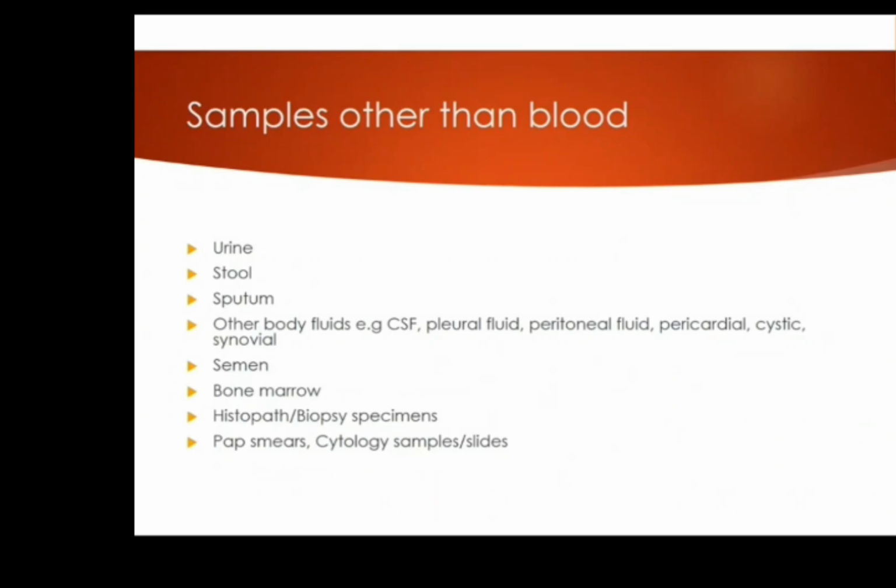Then apart from urine and stool, you might get samples for the sputum. Sputum is mostly sent for cytology or microbiology, especially when we are suspecting infectious diseases like tuberculosis. Then for malignant cells, it's commonly sent to cytology. Recently, we had this COVID pandemic where sputum was one of the samples received in the lab for routine PCR testing.